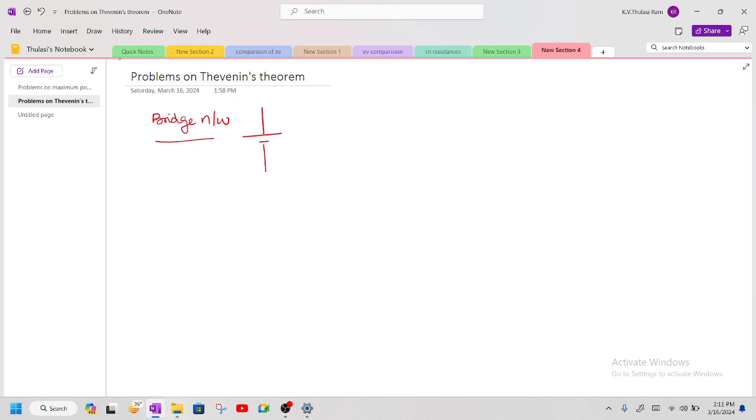So this is a voltage source and I'm going to give the input at the terminals 1, 2, 3, 4. This is my bridge network, and here I'm labeling this as 1, 2, 3, 4. Here I'm going to have the resistances: resistor 1, resistor 2, resistor 3 and resistor 4. I'm going to make this bridge balanced.